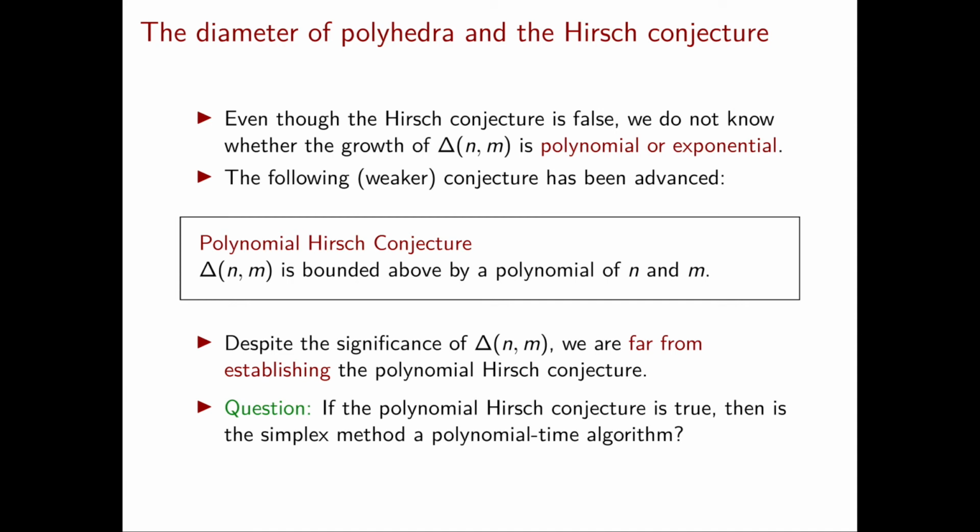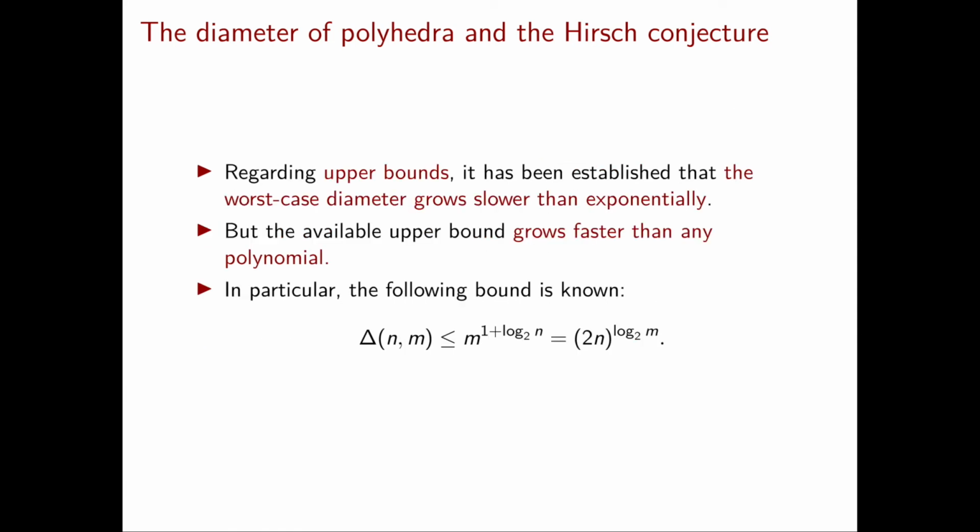Either the polynomial Hirsch conjecture is true or it is false. Let's say for a moment that it is true. Then this still doesn't mean that there exists a pivoting rule that takes only a polynomial number of steps. But it gives us hope that one actually might exist. On the other hand, if the polynomial Hirsch conjecture is false, then this immediately implies that no such a pivoting rule can exist. So we don't know whether delta is upper bounded by a polynomial in m and n.